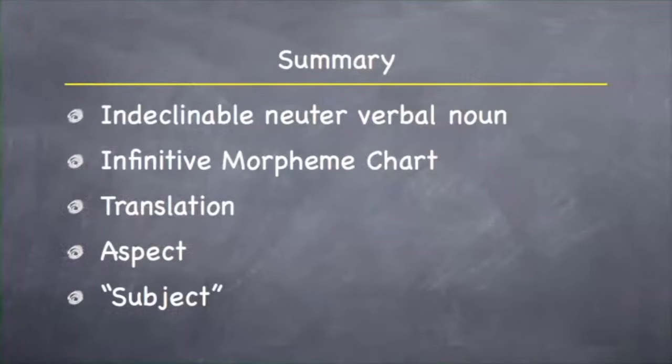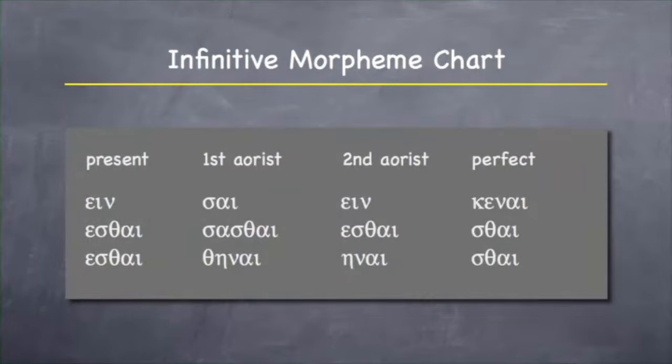So that's pretty good. Well, let's get into our summary. We learned that an infinitive is an indeclinable neuter verbal noun that will often be preceded by the article, and that article will likewise be neuter singular, but it will change its case depending upon how the infinitive is functioning in the sentence. We learned the infinitive morpheme chart. So in the present, the infinitive is ein and esthai; first aorist, sai, sasthai, thenai; second aorist, ein, esthai, enai; and in the perfect, kenai, sthai, sthai.